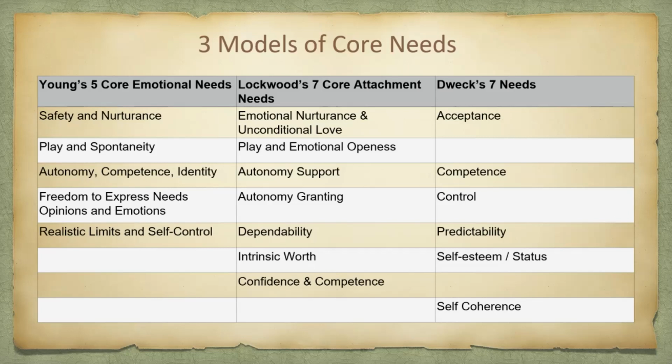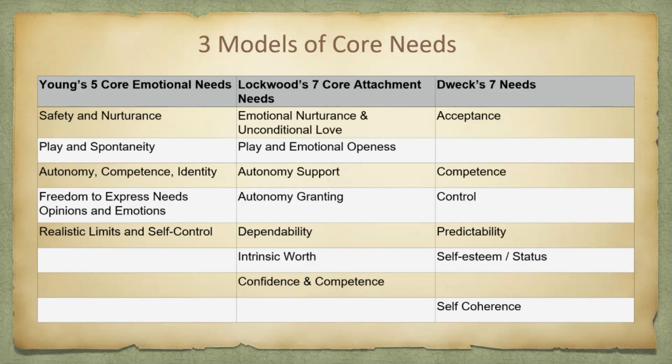And then intrinsic worth is something that is not in Jeff's, and that goes with self-esteem and status in Dweck's model. What we're focused on here is a parent who helps the child learn that they're worthwhile and everybody else is worthwhile, and there's a sense of reciprocity, and everybody has worth and merit, and things are pursued for their own sake. So there's self-esteem status in the sense that status isn't pursued out of context of reciprocity and fairness.